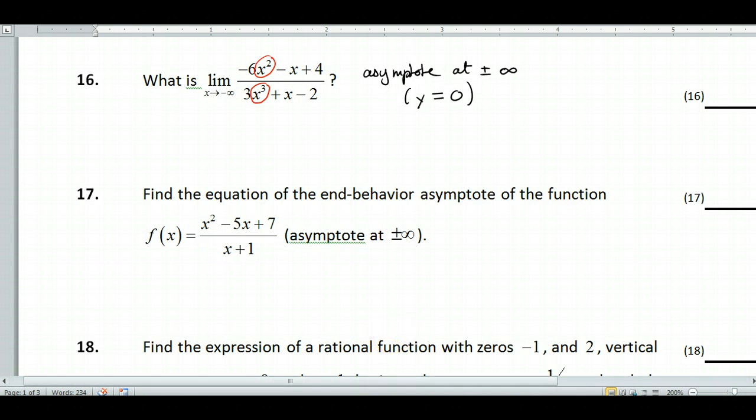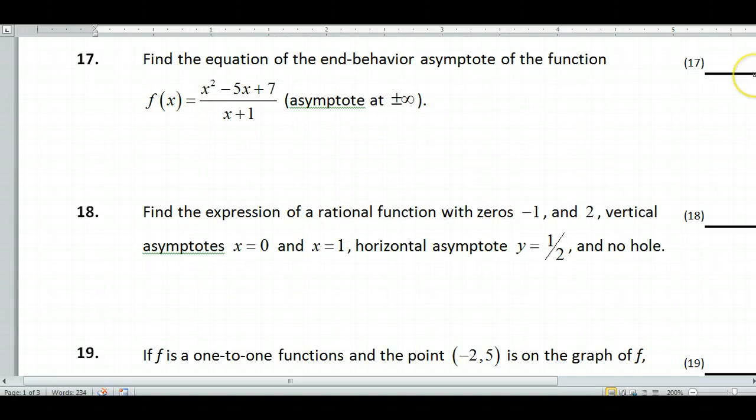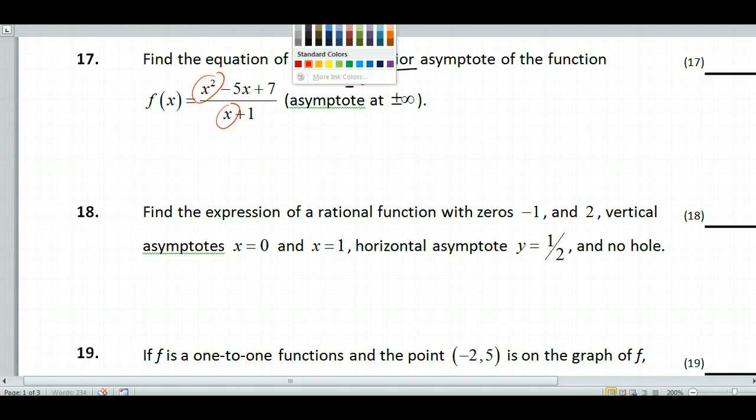I think there's a question like that somewhere in the... Oh yeah, well, right here. Okay, so here's another end behavior question. End behavior means at plus or minus infinity, right? So in this case, the degree of the top is higher than the degree of the bottom. So to find the equation, it's not y equals 0, it's not y equals the ratio of the leading coefficients. I have to do the long division.